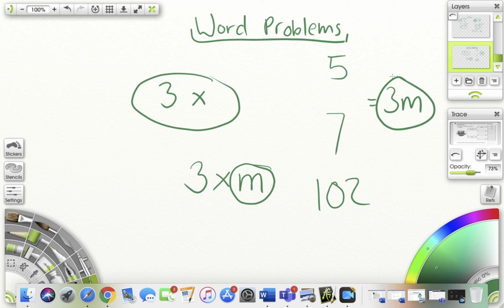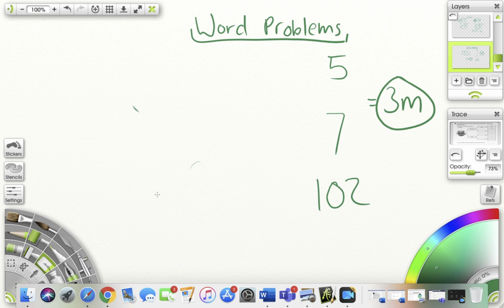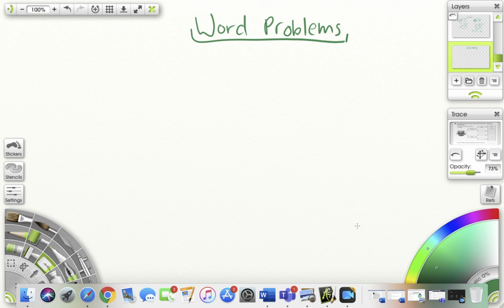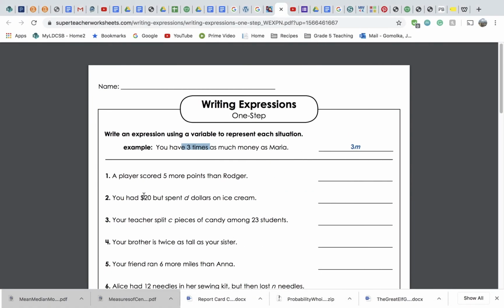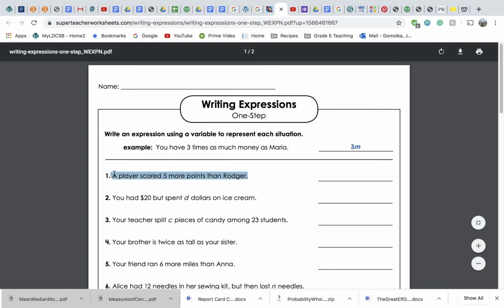All right, let's look at another example. So I'm just going to quickly erase this, and we'll be able to look at another example. So this is similar to the other worksheet you were doing a few days ago, except this time we have multiplication and division problems. All right. A player scored 5 more points than Roger.